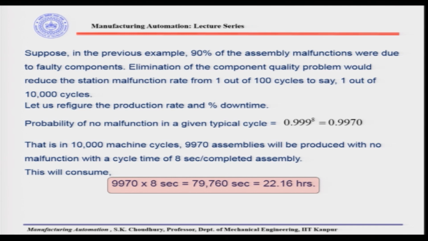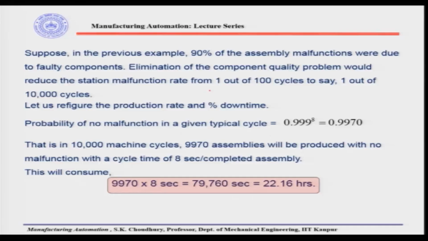Okay. Quality has been enhanced, and because of the higher quality of the parts which will be assembled, now the machine breakdown will be less. And let us suppose that earlier in our earlier example we had 1 out of 100 cycles breakdown. Now it will have 1 out of 10,000 cycles breakdown. Let us refigure the production rate and the percentage of downtime because of that.